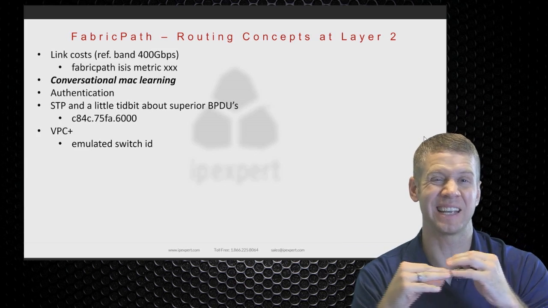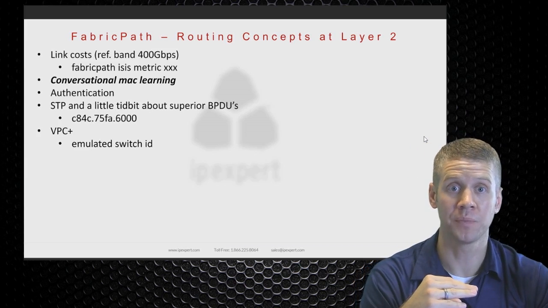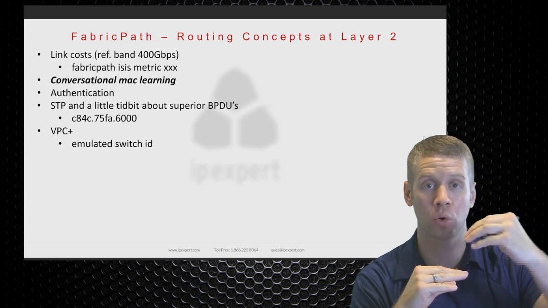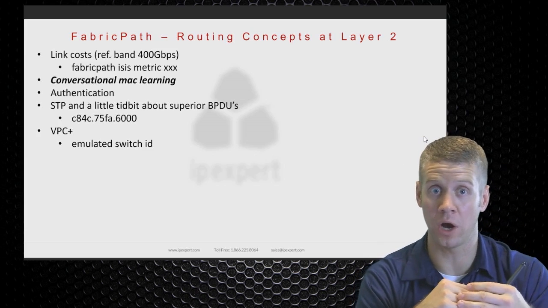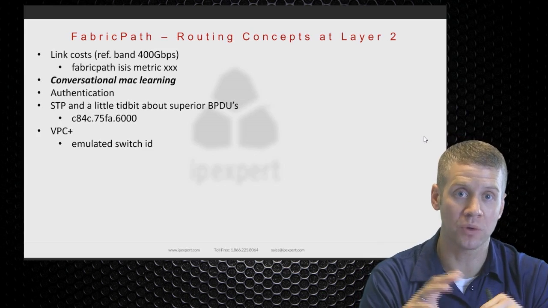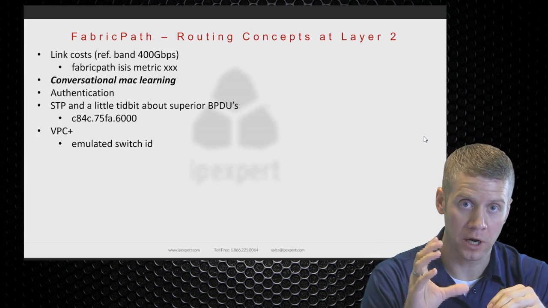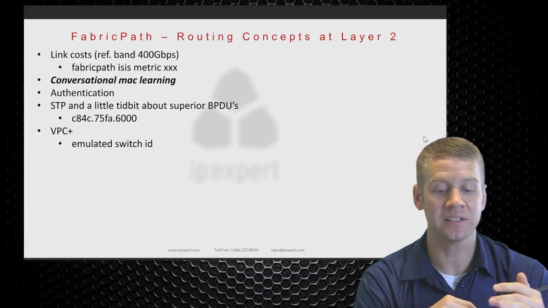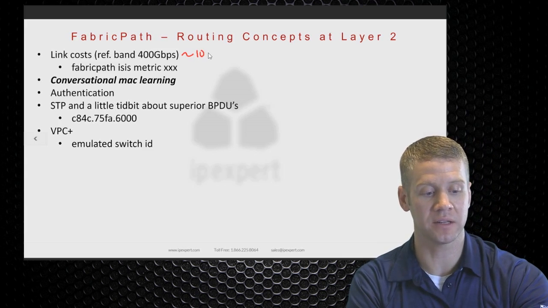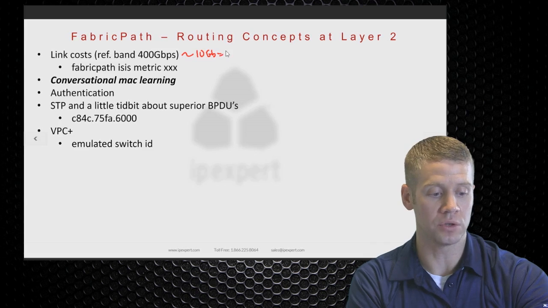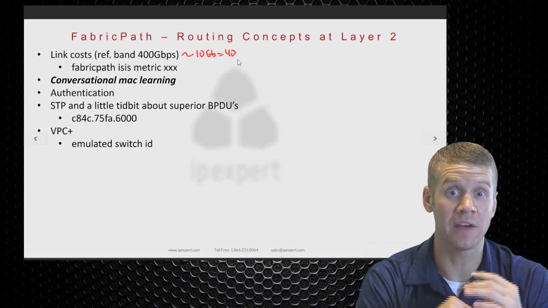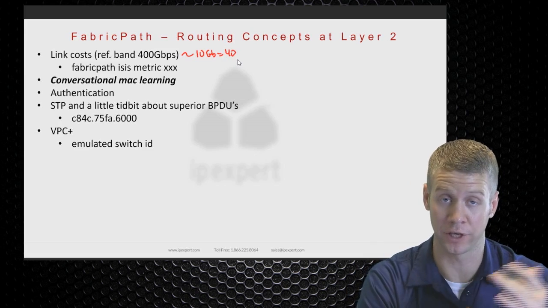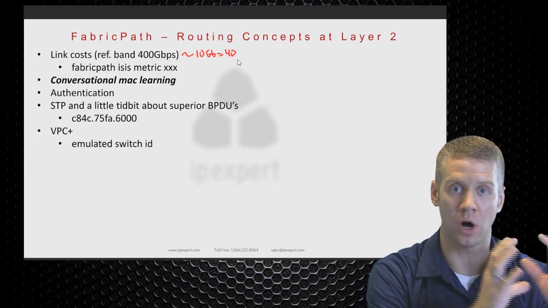IS-IS, again, is a link state routing protocol, so it is going to use interface costs, in accordance with what we call, in OSPF as well, a reference bandwidth. The reference bandwidth for IS-IS in this deployment is 400 gigabits per second. That is going to end up giving us a 10 gig link equals a cost of 40. If we bundle that into a port channel, it is now a cost of 20, if we have 2 links.